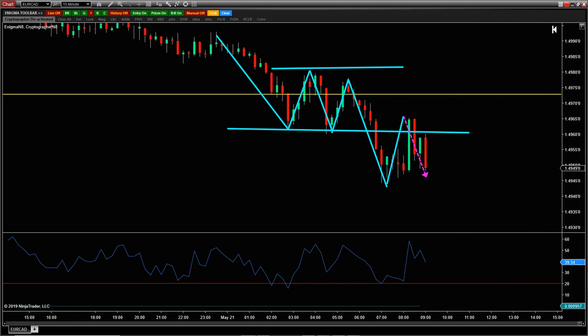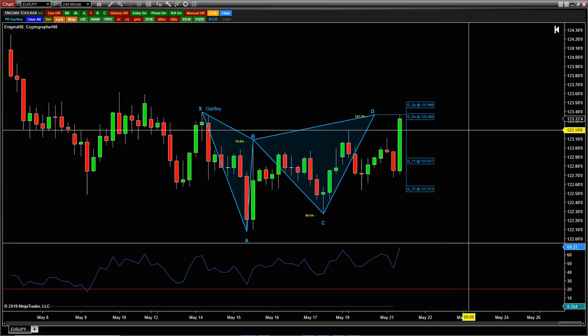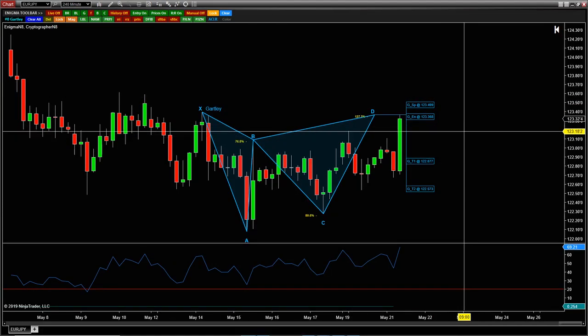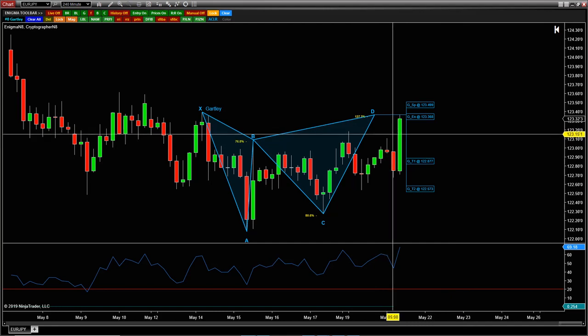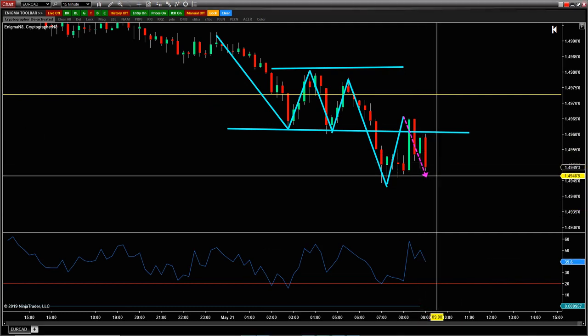By the way, for you guys that were looking at the Euro Yen Gartley, you may have just gotten filled here. I think it was Charlie sent this one over. 123.36s. So if you're looking at this, the move may not be over.